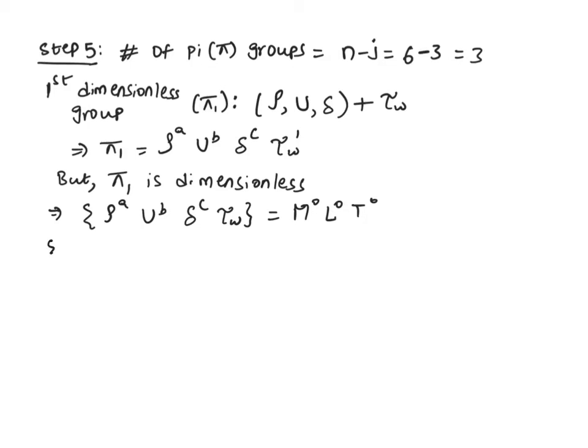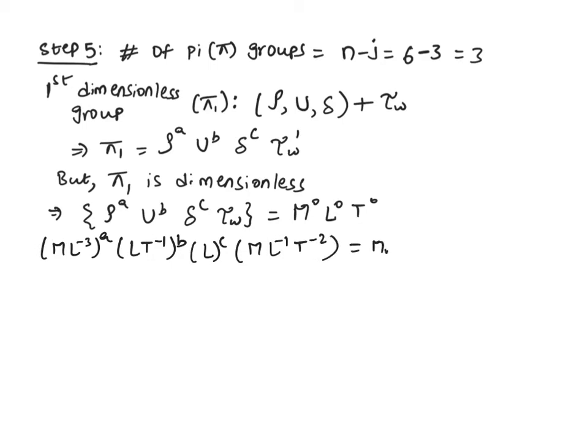So that would be (M L^-3)^a, (L T^-1)^b, L^c, (M L^-1 T^-2) is equal to M^0 L^0 T^0.